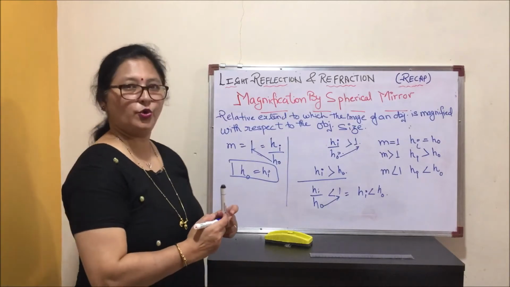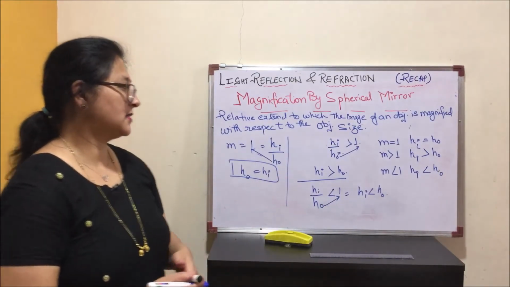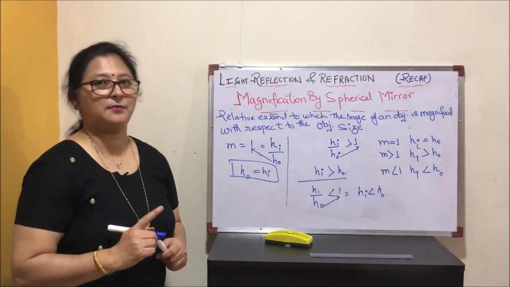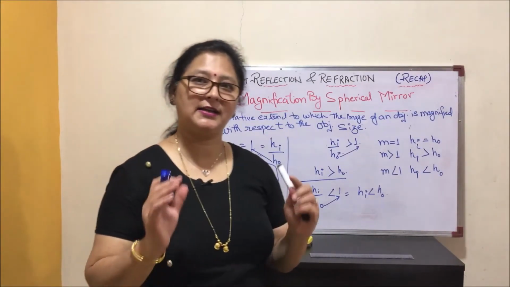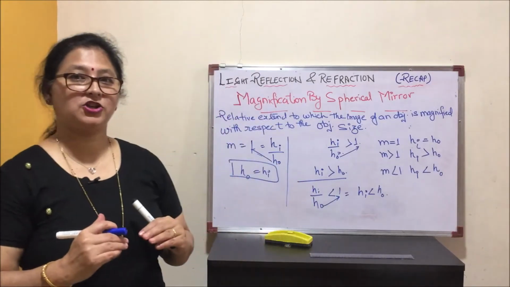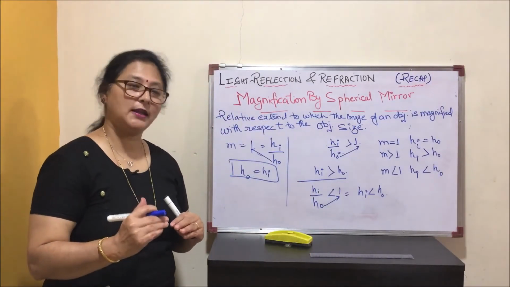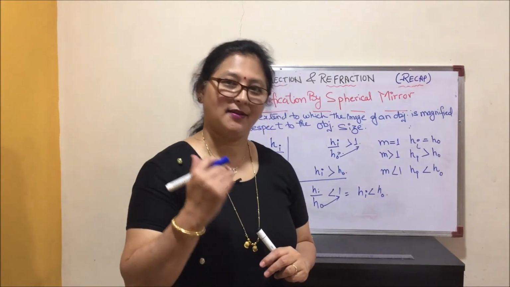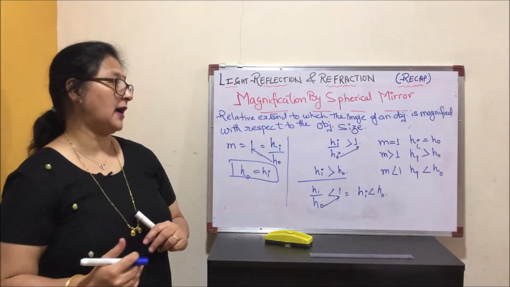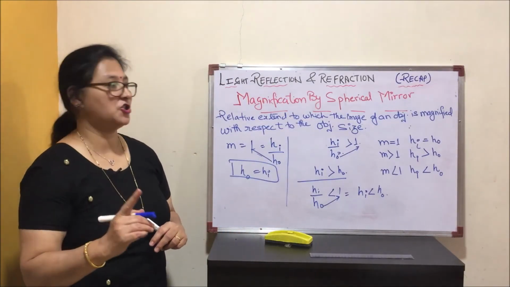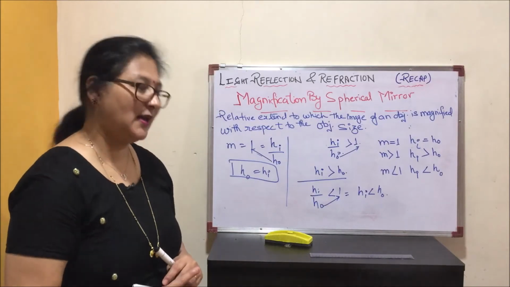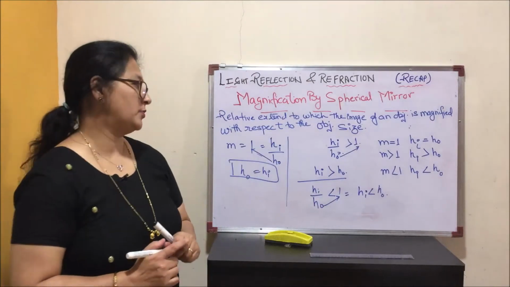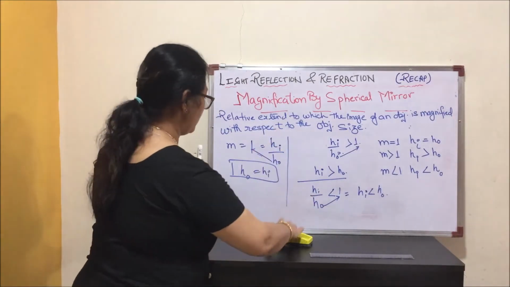Okay, this is just to have an extra knowledge. Otherwise, it's enough if you learn this much. Magnification, when it is 1, that means the image height and the object height are the same. When the magnification is more than 1, that means the height of an image is more than the height of an object, and when the magnification is less than 1, that means the height of an image is less than the height of an object. Okay, and we have proved.